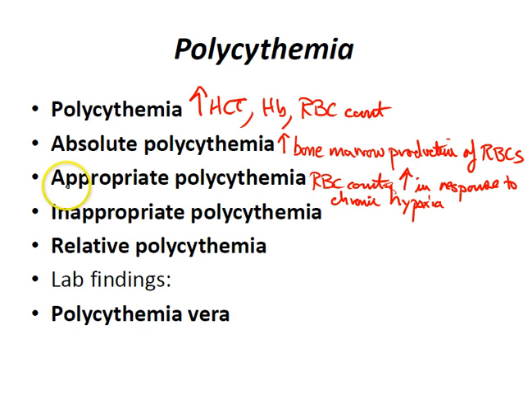Let's write that in there. You want to see increased RBC count, RBC mass, and an increased EPO with an appropriate polycythemia. Now the plasma volume is going to remain normal.